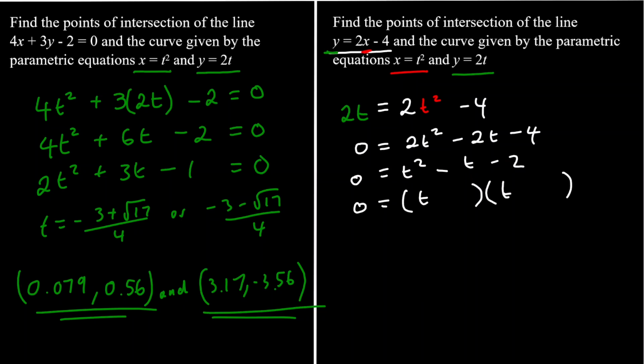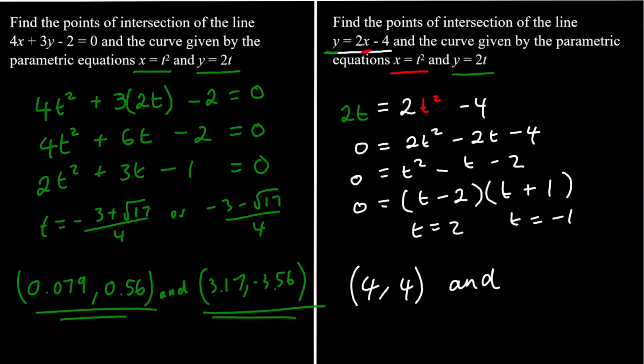So we have -2 and +1. So t is 2, or t is -1. So when t is 2, we're going to get x is 2 squared, which is 4. And y is 2 2's, which is 4 as well. When t is -1, x is t squared. -1 squared is 1. And y is 2 -1's, which is -2.